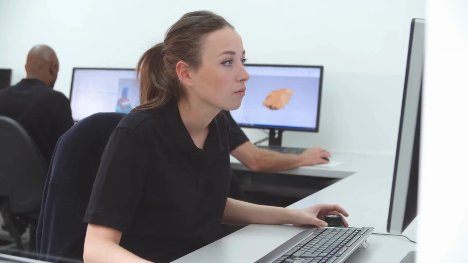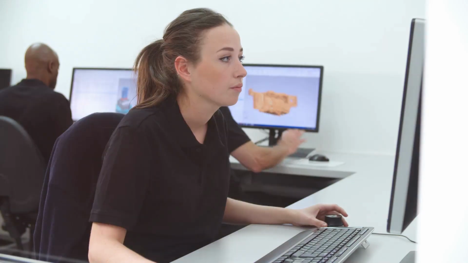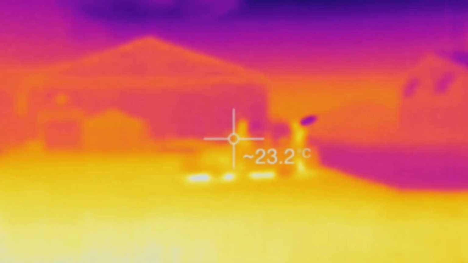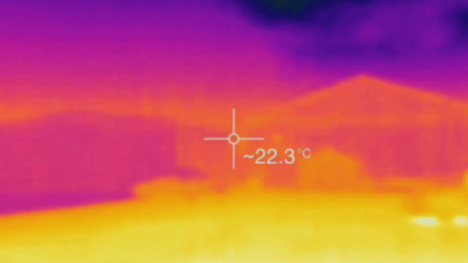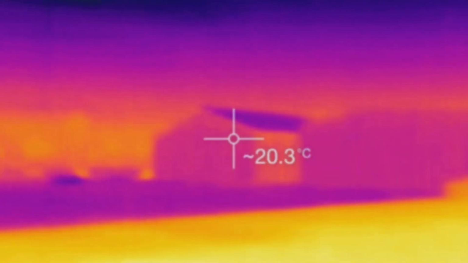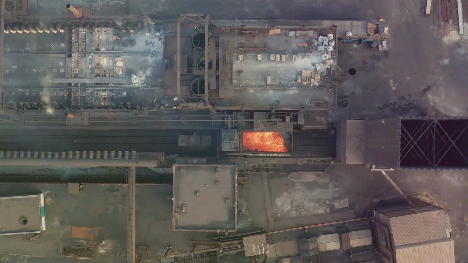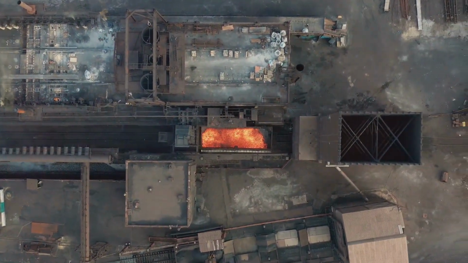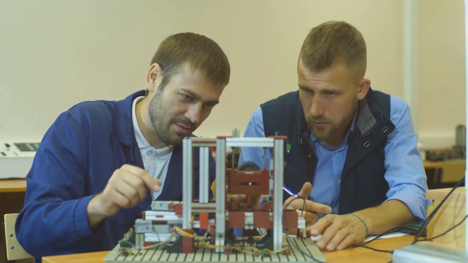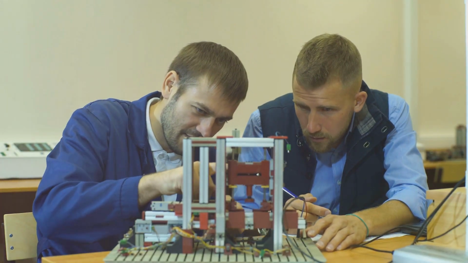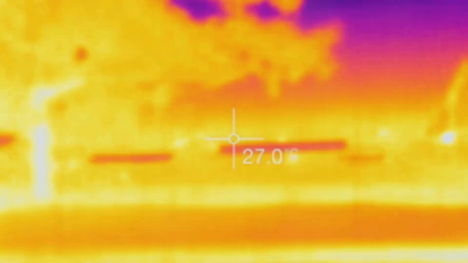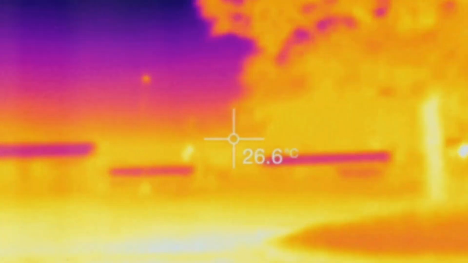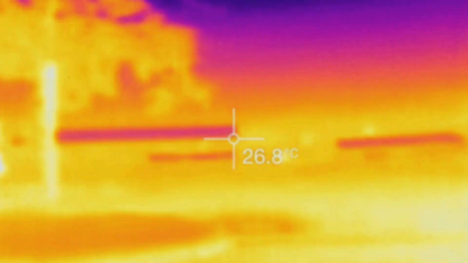ANSYS FLUENT's toolbox: a spectrum of radiation models. ANSYS FLUENT offers a range of radiation models, each with its strengths and limitations. Think of them as different lenses through which we can view the complex world of radiation heat transfer. The choice of model depends on the specific problem at hand. Factors like optical thickness, computational cost, and accuracy requirements all come into play.